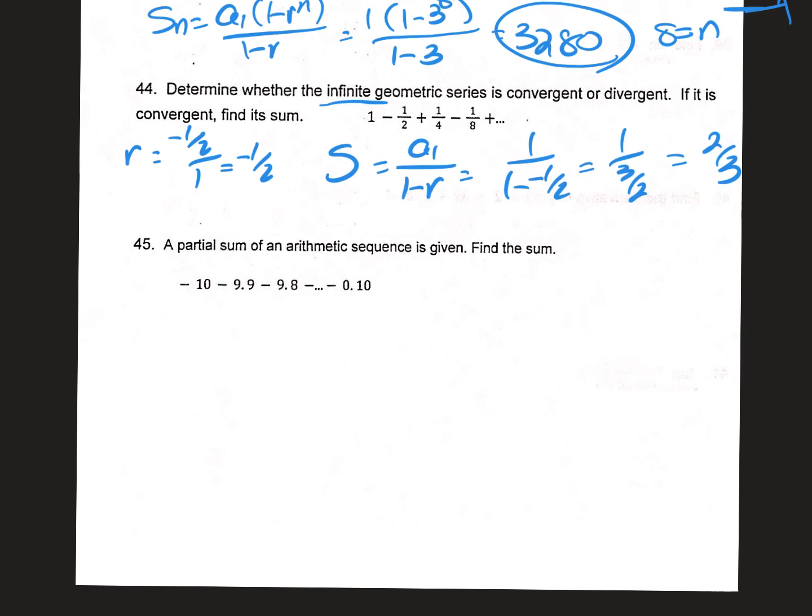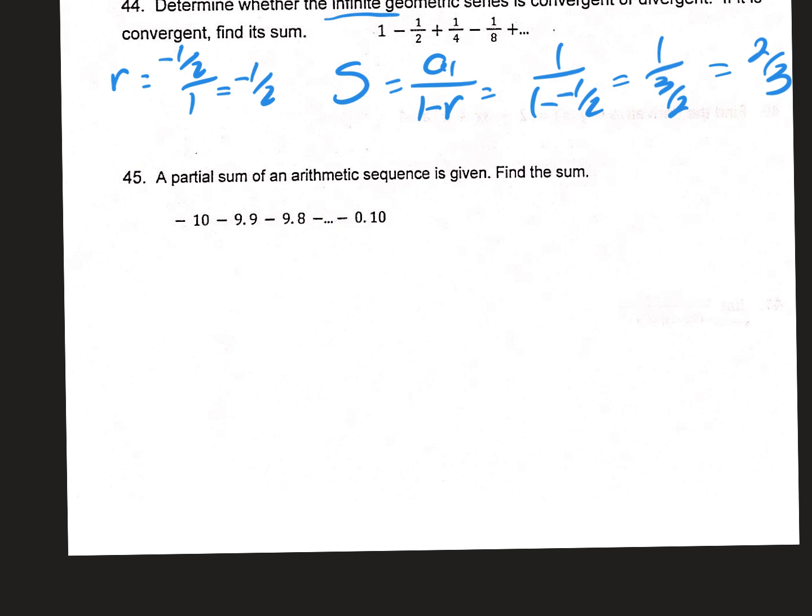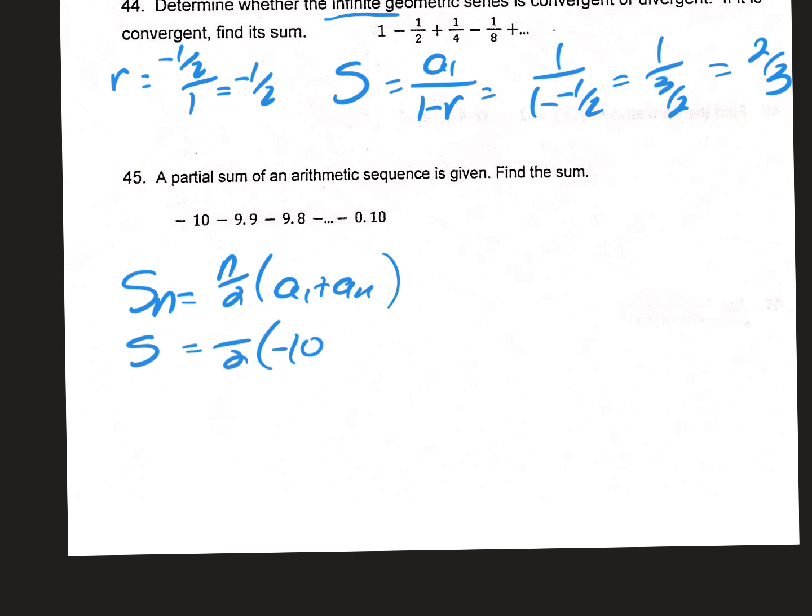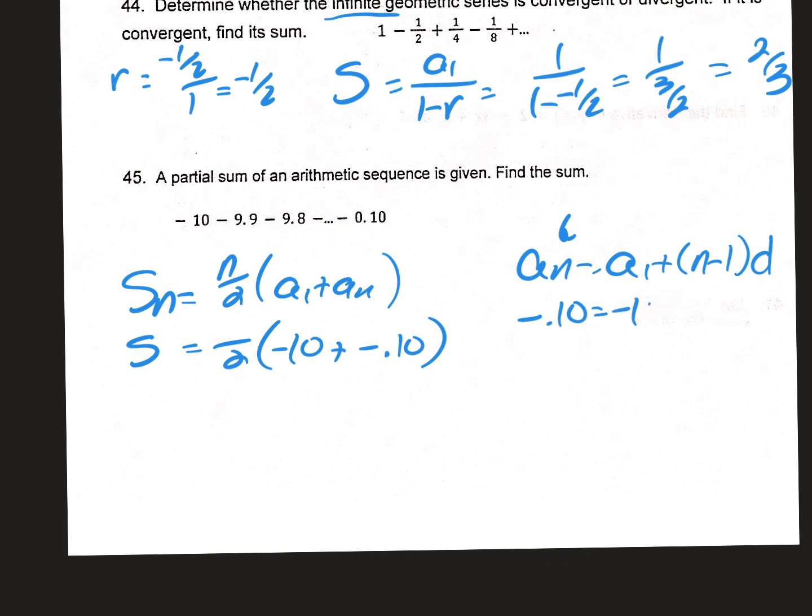And the last one, 45, a partial sum of arithmetic is given. This is how you do arithmetic, by the way. You do n over 2, and then you do first term plus the last term. Now, what I don't know here is what n is. I do know what the first term is. I do know what the last term is. What I don't know is how many terms there are. So to find that out, I'm going to do the main arithmetic formula, which is this one. an stands for the last term, which is -0.10. a1 is the first term, which is -10. n I don't know. The difference I do know, the difference is 0.1.